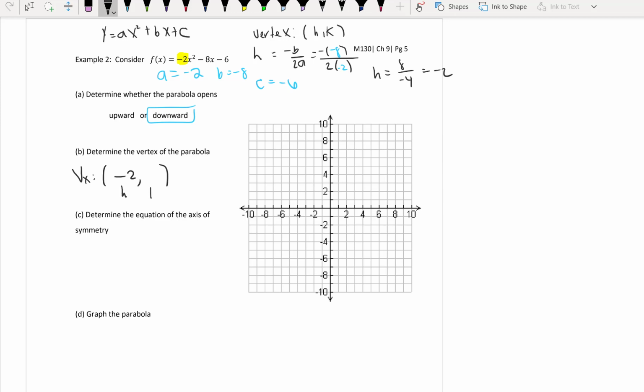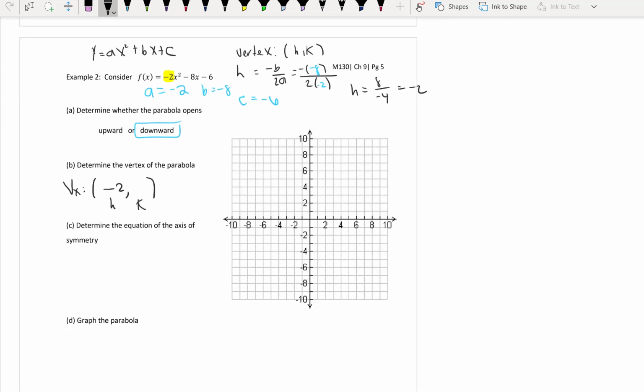Now to figure out that k value, I plug it in. Since I have that h is equal to -2, I'm going to plug it into the equation, so that y is equal to -2x squared minus 8x minus 6. So this is going to give me my y, or my k value. So I have -2 on the outside, (-2) on the inside of the parentheses squared, minus 8 times (-2), minus 6, which gives me +2. So this tells me that the k value is equal to +2.